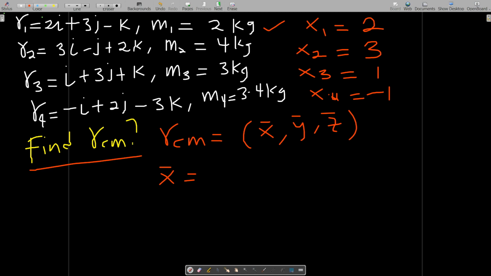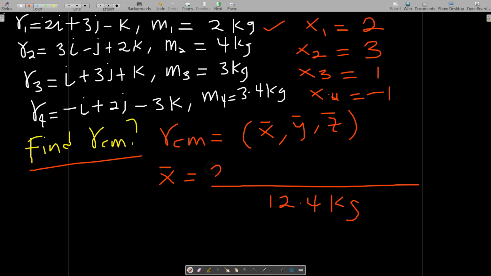Now to calculate the total mass, you add all the masses. So 2 plus 4 plus 3, which gives us 9, plus 3.4 kilograms, which gives us 12.4 kilograms. So the total mass is 12.4 kilograms. I hope you can see that, because I have 2 kilograms, 4 kilograms, 3 kilograms and 3.4. When I add all, I get 12.4 kilograms.